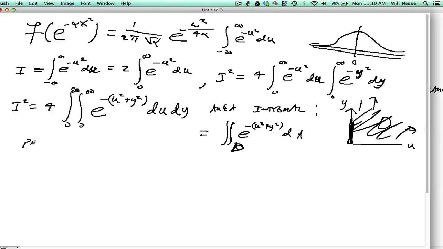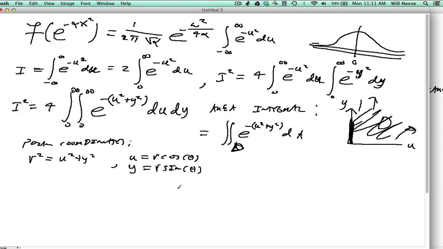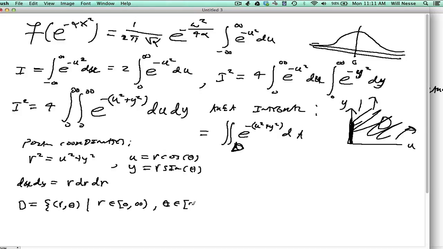So I'm going to use polar coordinates. So again, r squared is going to be equal to u squared plus y squared, and u is going to be equal to r cosine theta, and y is going to be equal to r sine theta. Okay, looks good there. So of course then that du dy is going to equal r dr d theta, and then D in the polar coordinate system is going to be r in the interval 0 all the way to infinity, and then theta is in the interval 0 all the way to pi over 2, right?